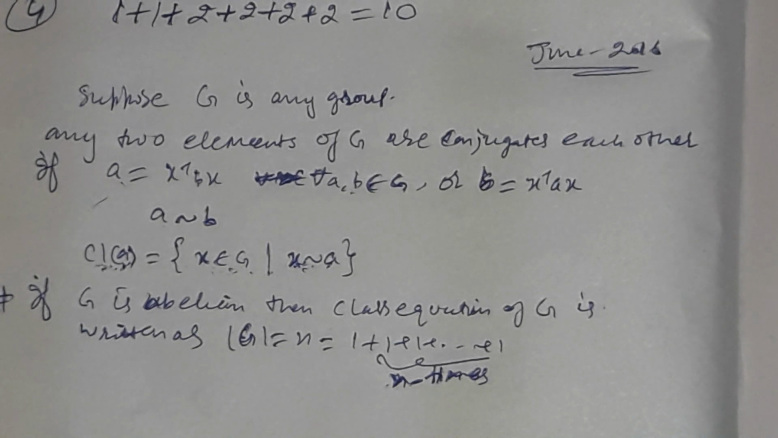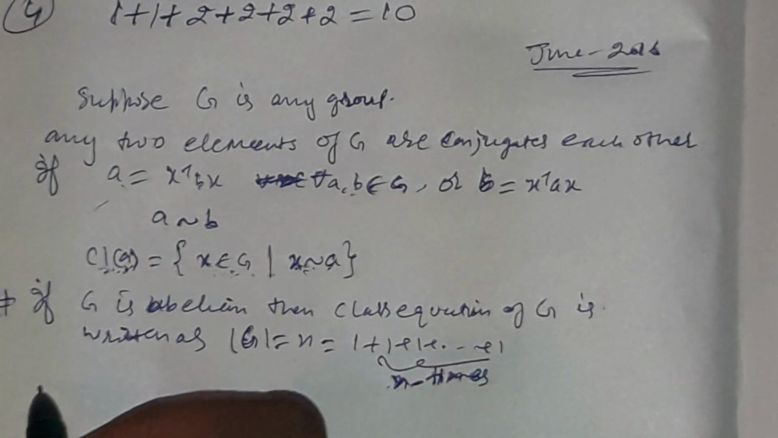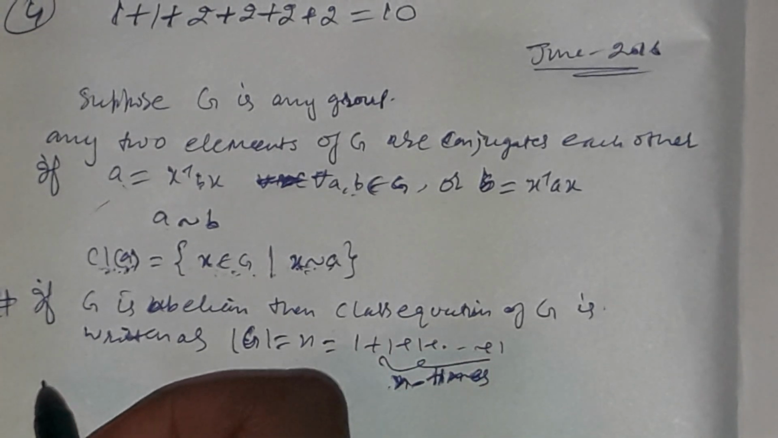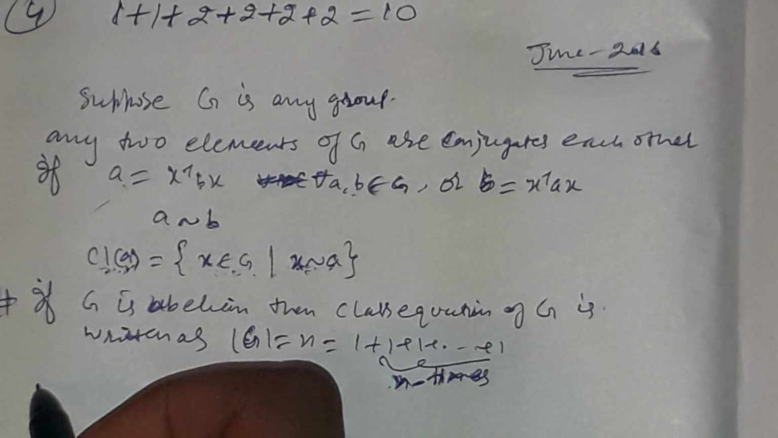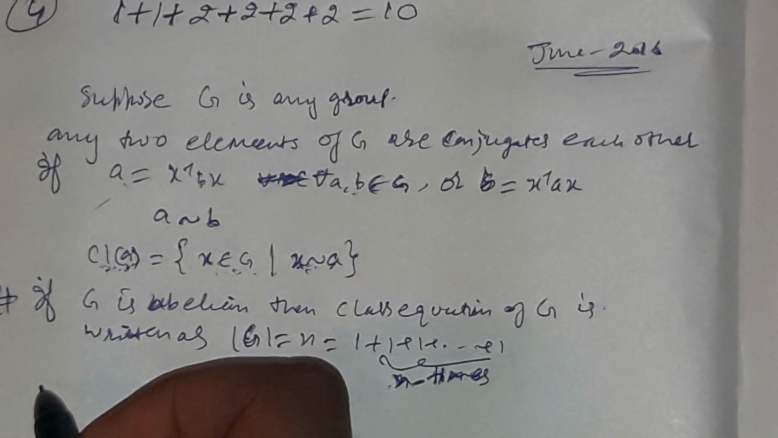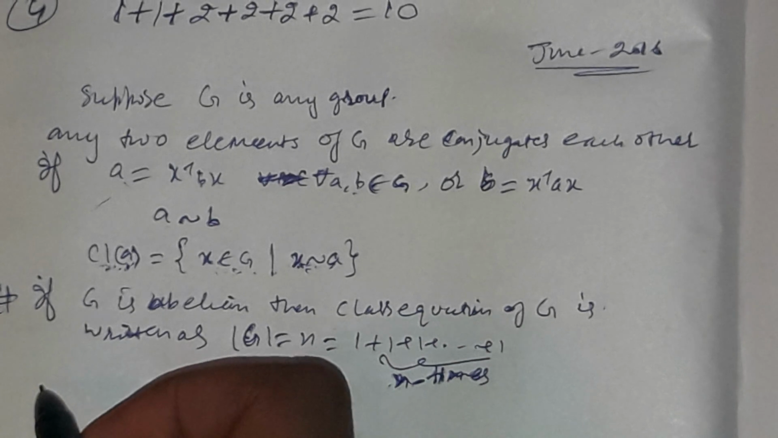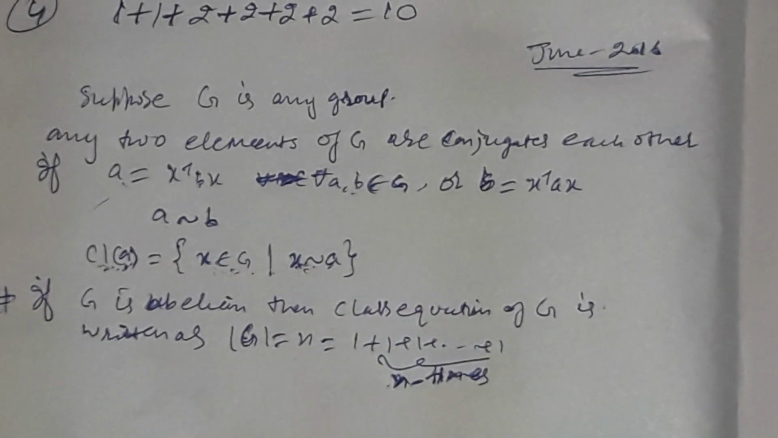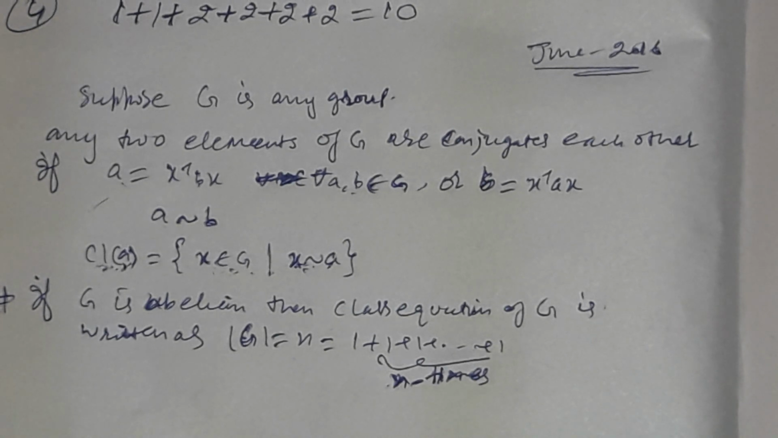Let me define a self conjugate element. The identity element of any group always plays the role of a self conjugate element, because the identity element commutes with each element of the group. So each group has at least one element which is self conjugate, that is the identity.